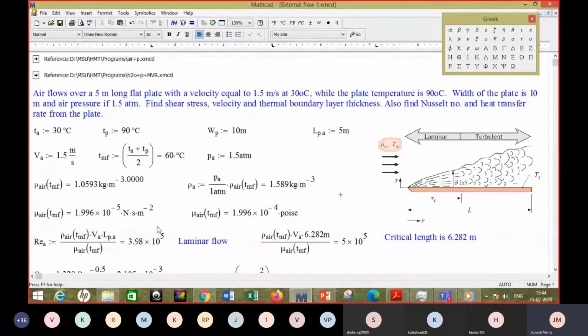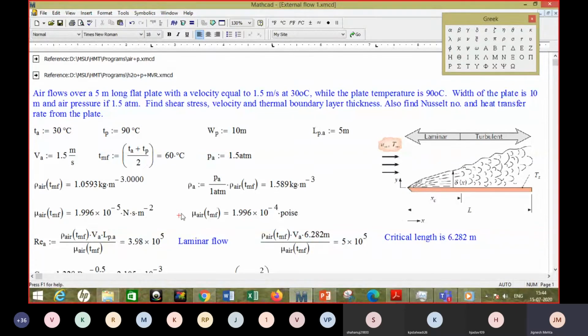Then the dynamic viscosity is not affected by pressure. Whatever you read at 60 degrees Celsius, you will see that it is around 1.996 into 10 raised to minus 5, or it is 19.96 into 10 raised to minus 6.